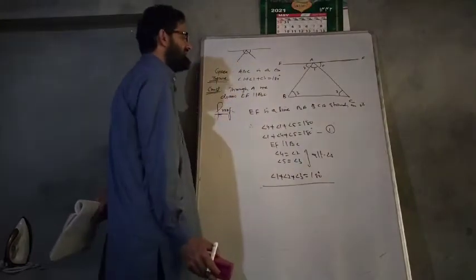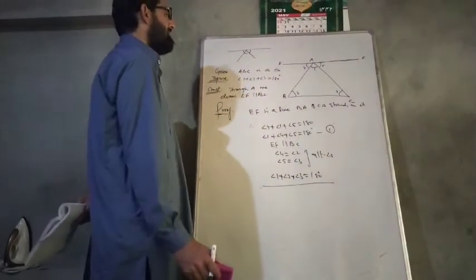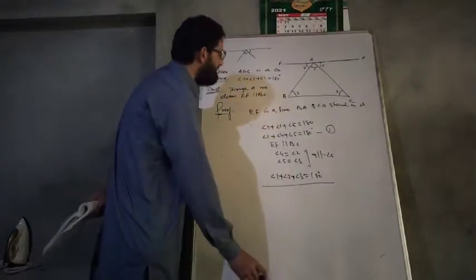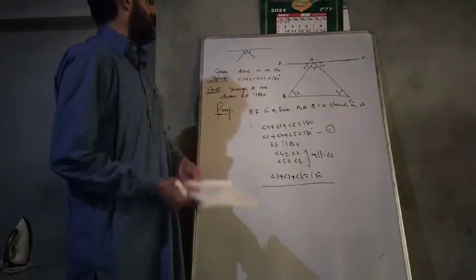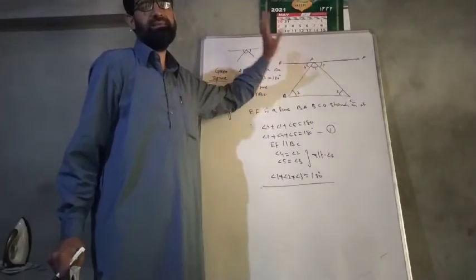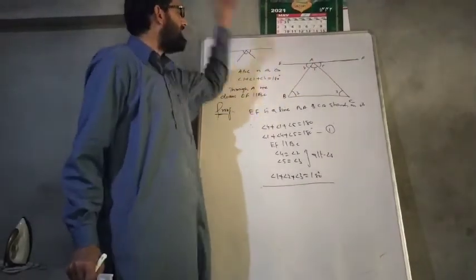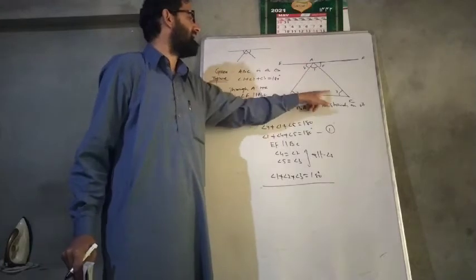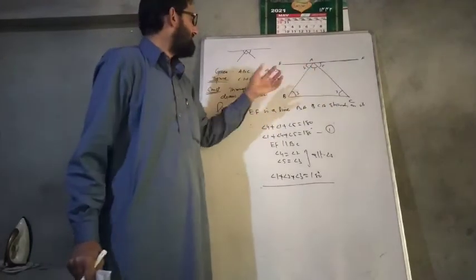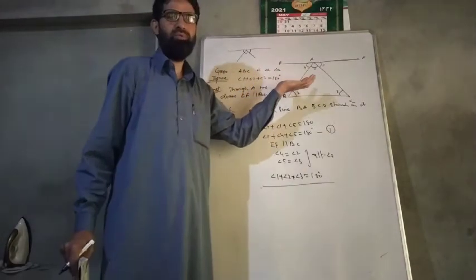Now one more question is very important. The sum of angles of a triangle is equal to 180. Now we have proved it. Let me repeat this. ABC was the triangle which was given. Now we have to prove that angle 1 plus angle 2 plus angle 3, the sum of all angles of this triangle, is equal to 180. This was to be proved.